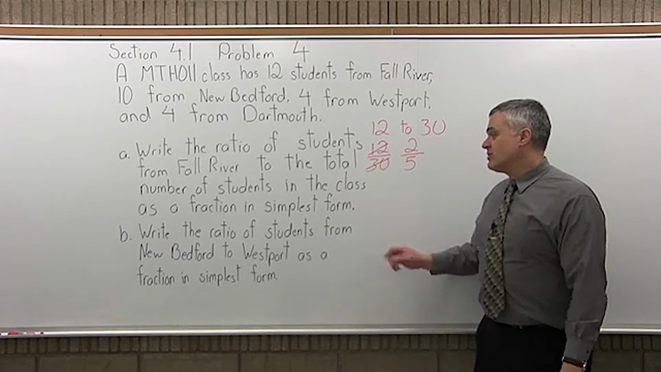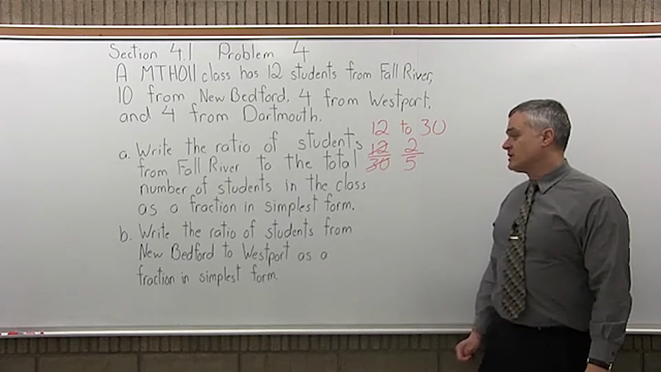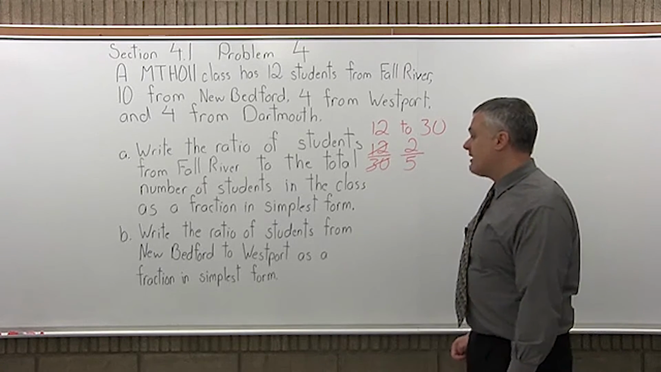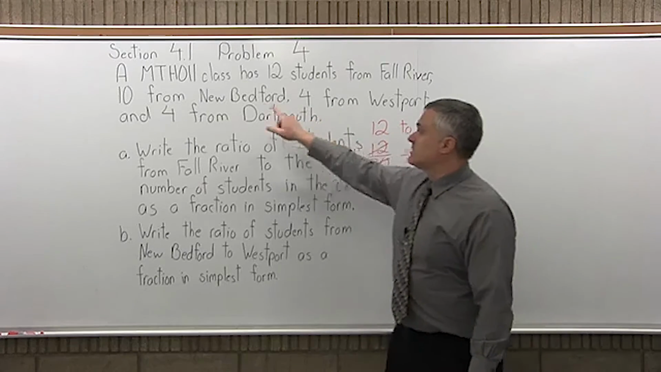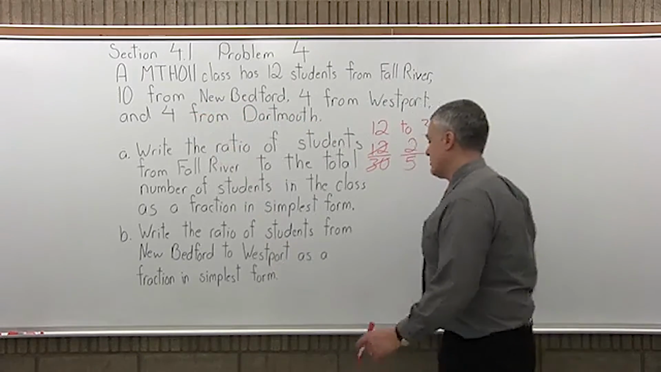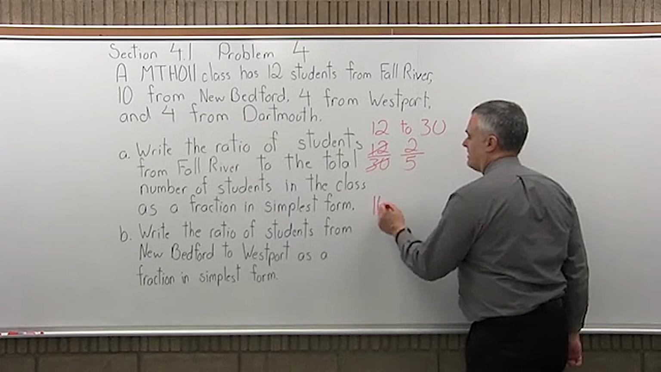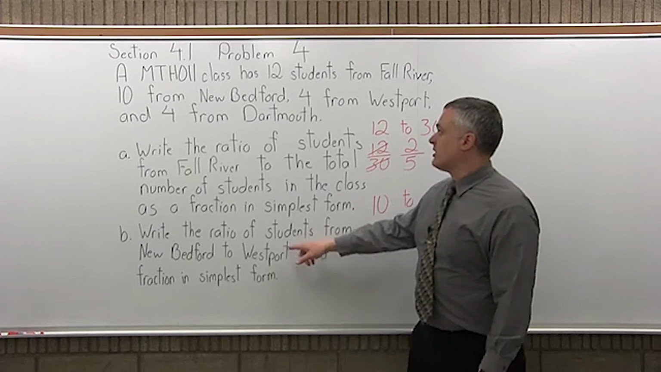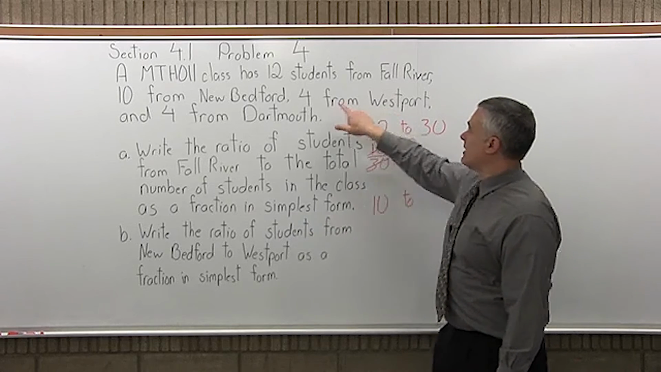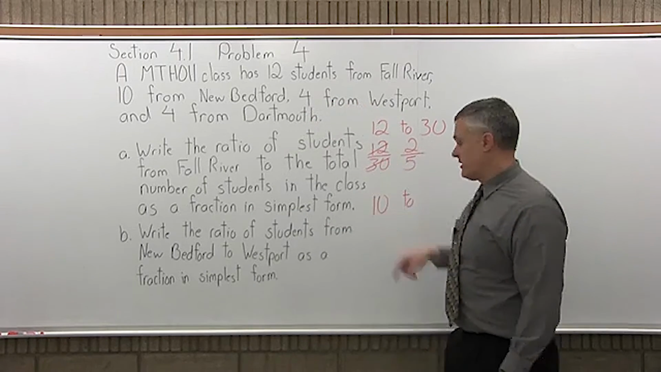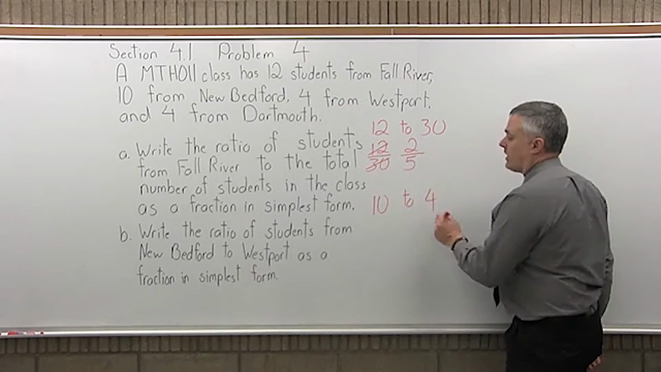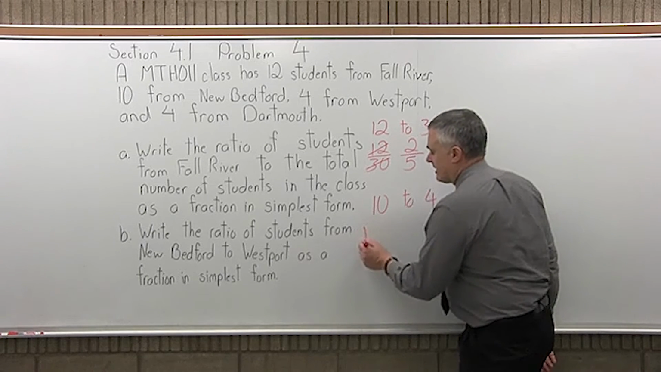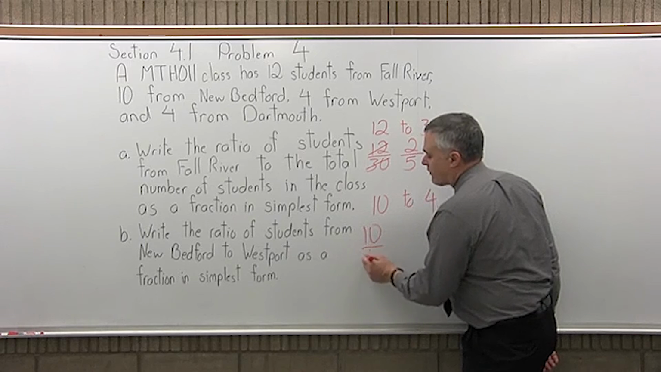Part B says write the ratio of students from New Bedford to Westport as a fraction in simplest form. So from New Bedford, if I go back to the explanation, there are 10 students from New Bedford. So that will be 10 to, and the number of students from Westport, again, if I go back to the original problem, there are 4 students from Westport. So that would be 10 to 4. So that's the ratio. Let's now write that as a fraction. 10 to 4 would be 10 over 4.